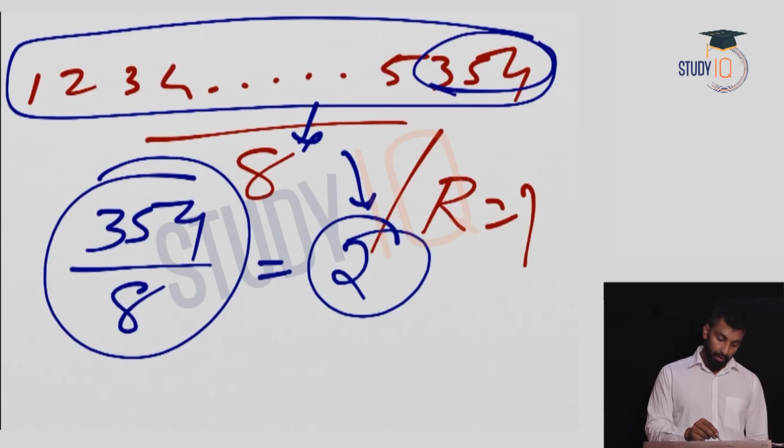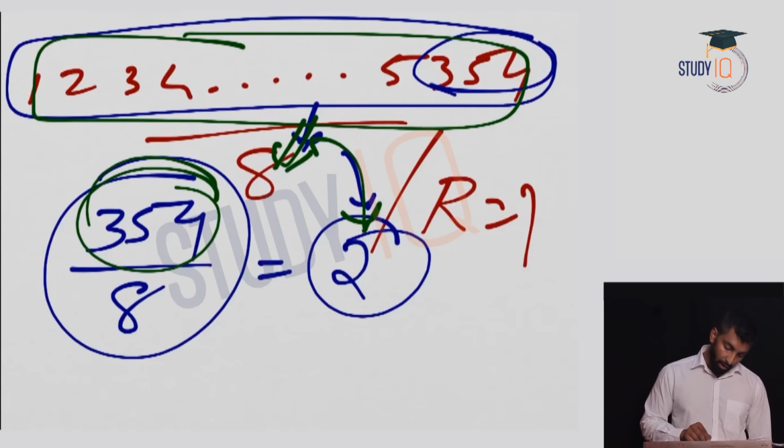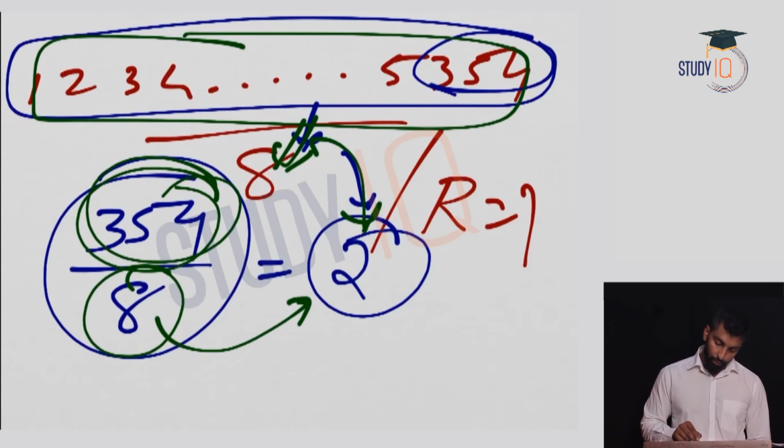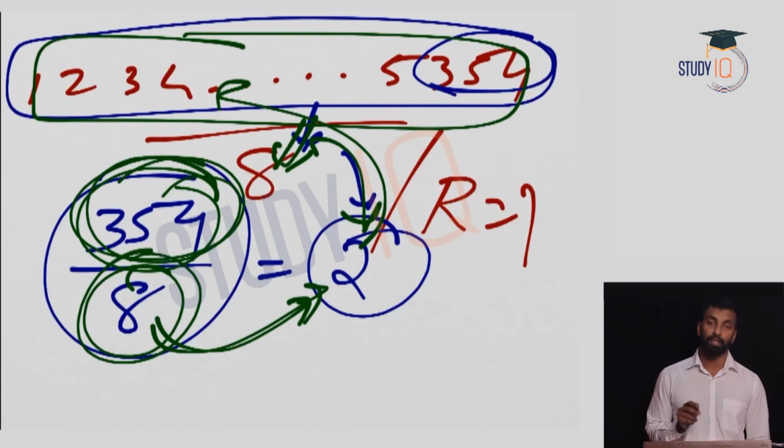Both will be same. The point is, this bigger number divided by 8, what is the remainder? 2. Or the small number divided by 8, what is the remainder? 2. Both will be same, right? So rather than dividing the bigger number by 8, which is impossible in this case, we can divide these last 3 digits with 8 and see the remainder. It will be same as that of the bigger number divided by 8, right?